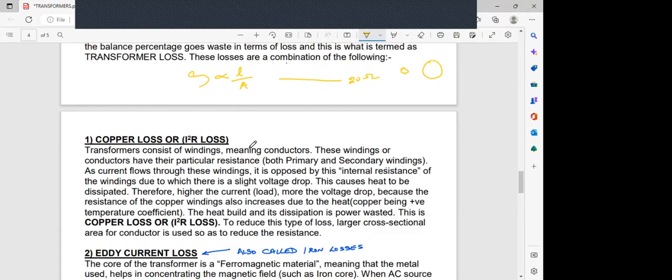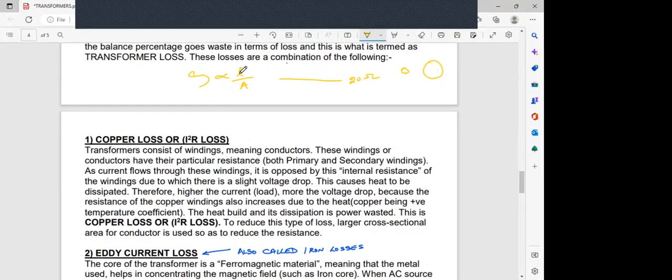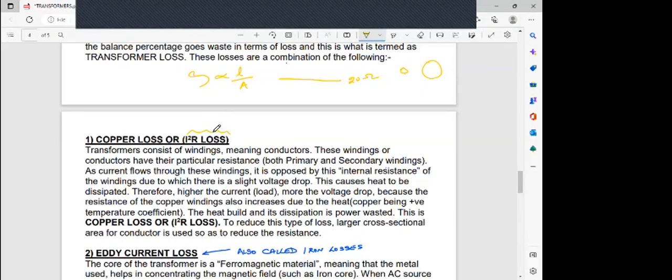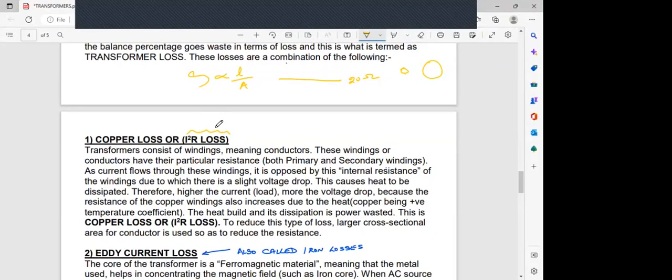Because you're using copper, these are called copper losses. So current is going to be flowing through this. The higher the current that is going to be there, your loss is going to be even more. And they are also called I squared R losses. Your copper losses or I squared R losses are one and the same thing. So this is one of those losses which will add up and reduce the efficiency of your transformer.